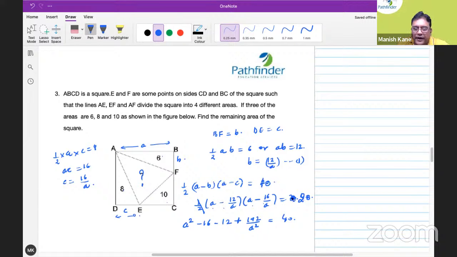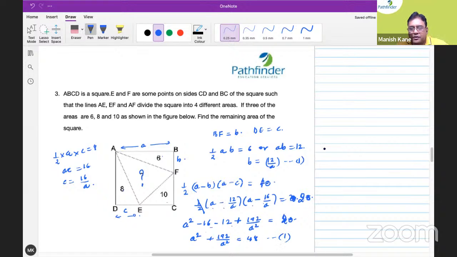So 20 was not right. So this should be 20 here. I hope this is correct. Thank you, Anushka. So what do you get now? You get A square plus 192 by A square is equal to 16 plus 12, 28 plus 20, that is 48.